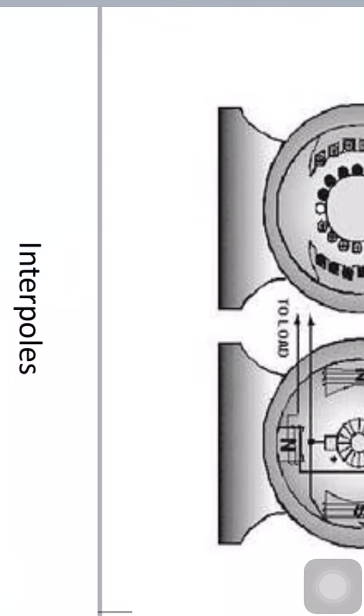The series connected compensating windings produce a magnetic field which varies directly with the armature current. As the compensating windings are wound to produce a field that opposes the magnetic field of the armature, they tend to cancel the effect of armature magnetic field.